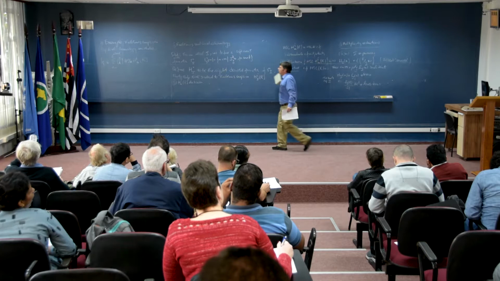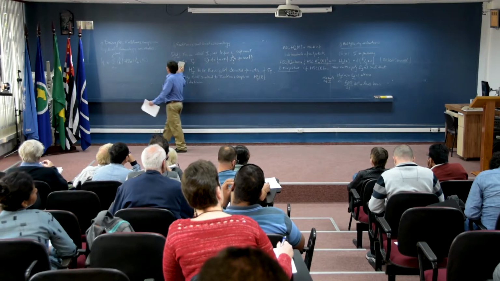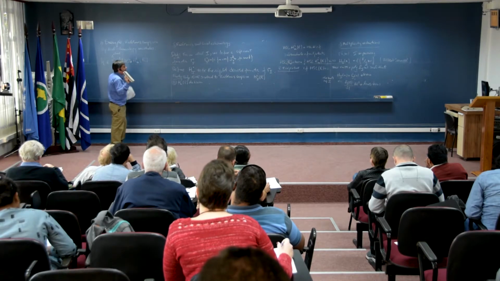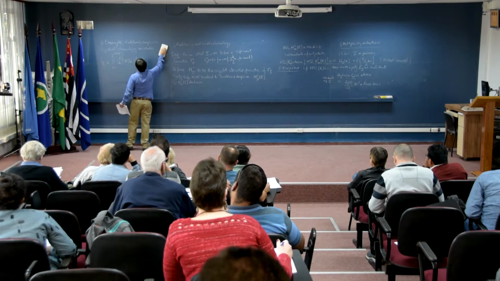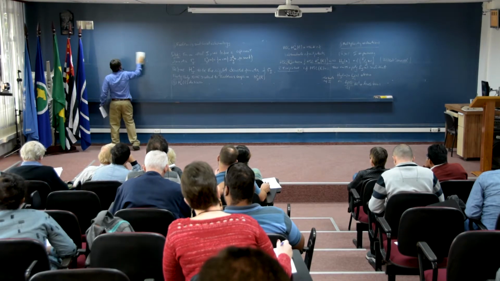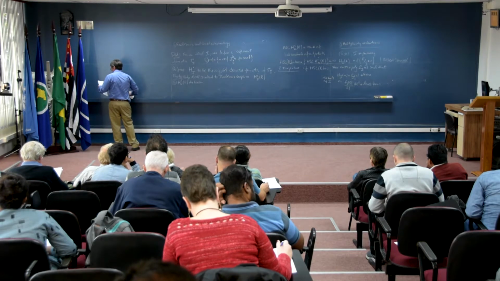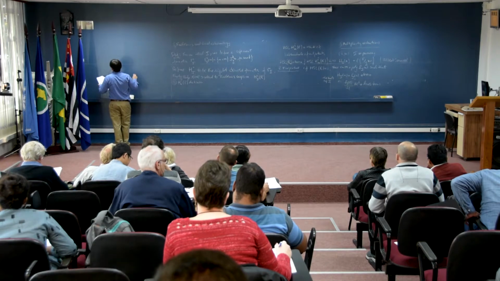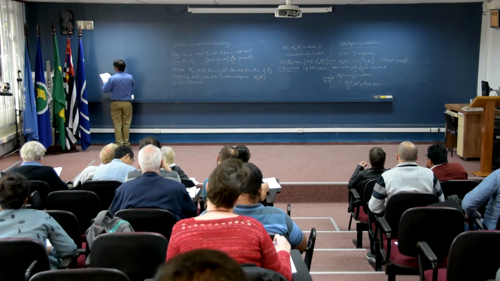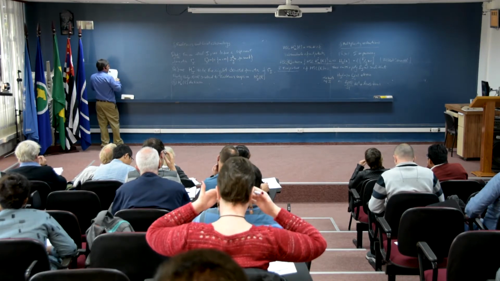So what do I want to do next? I want to find a bound for multiplicities using HSL numbers. So how do I do that? Let's see, I'm running out of time.